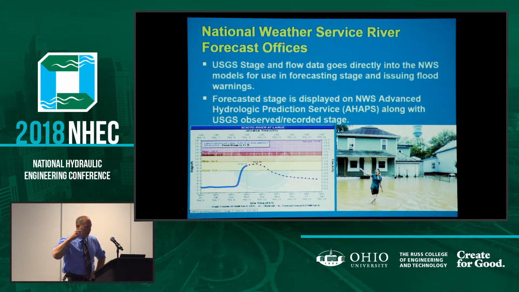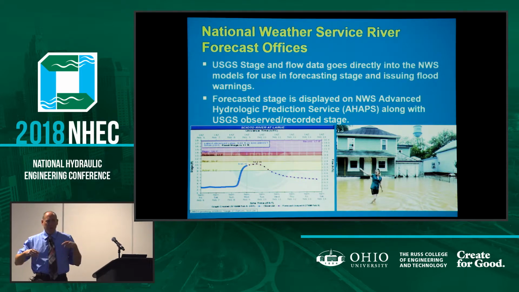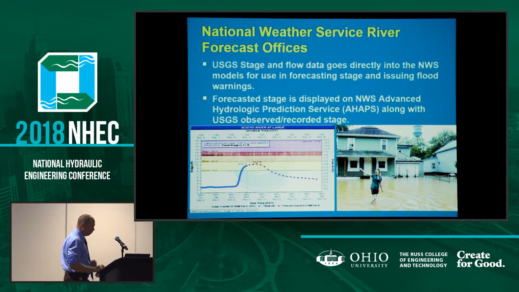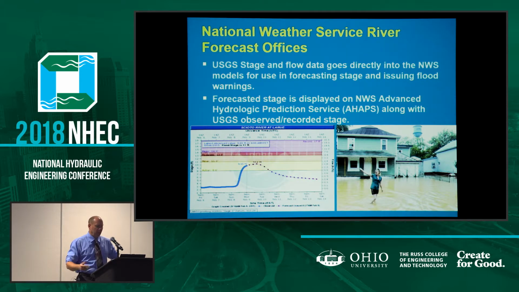Getting more into the official side of things, the National Weather Service river forecast offices use our data. So anytime that you see a flood warning or a flood forecast for a certain point, they're using USGS river gauge data. And our stage data and flow data goes directly into the National Weather Service models and for use in forecasting stage and issuing flood warnings.